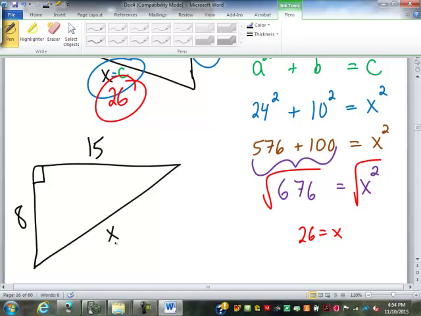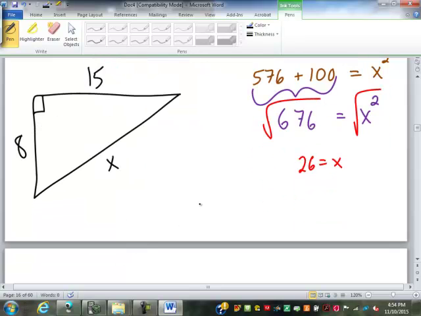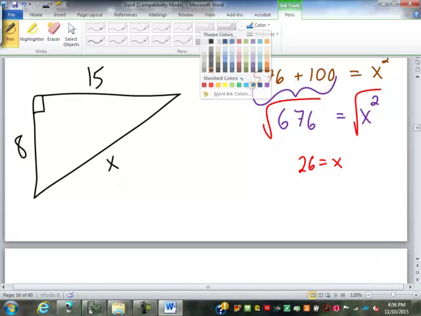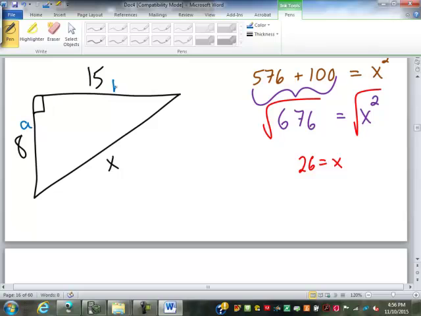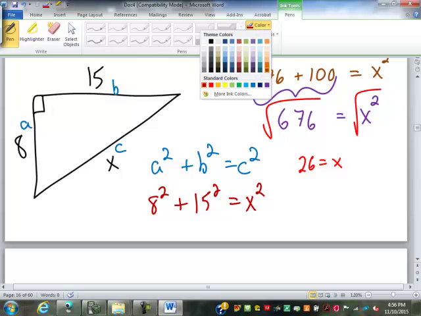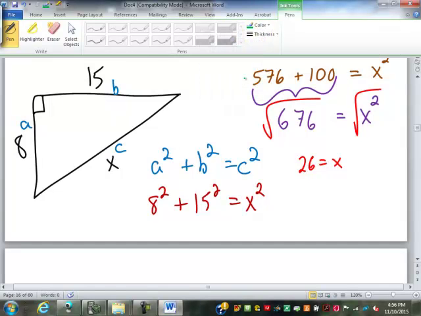In your notes, find side x. So my legs are the 8 and the 15. So call those A and B. My hypotenuse is x. So call that C. A squared plus B squared equals C squared. So it becomes 8 squared plus 15 squared equals x squared. Then what?